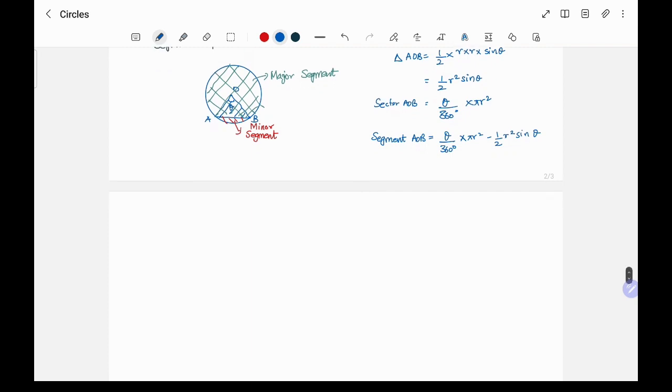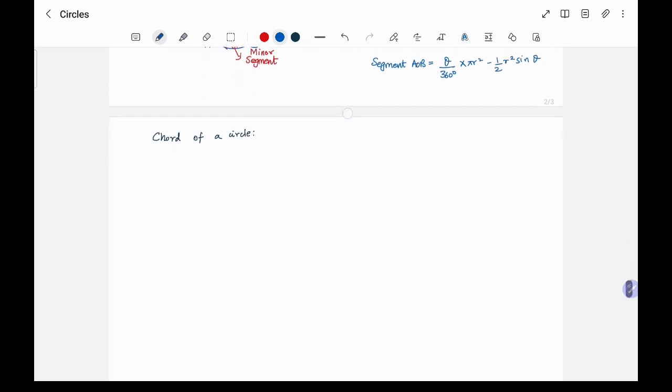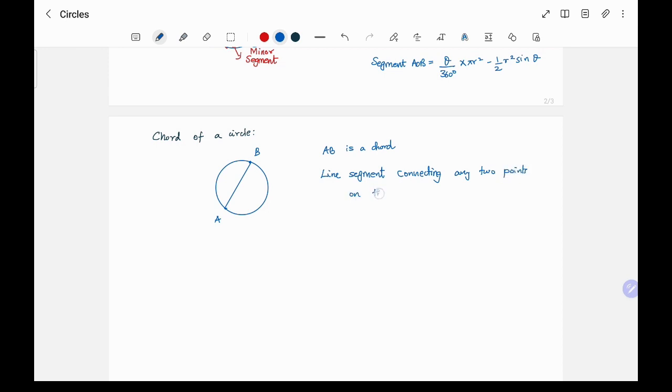So next we should also define chord, right? Chord is nothing but a line segment connecting any 2 points. So any 2 points you take on the circle, A and B, you connect these. So AB is a chord. A line segment connecting any 2 points on the circle.